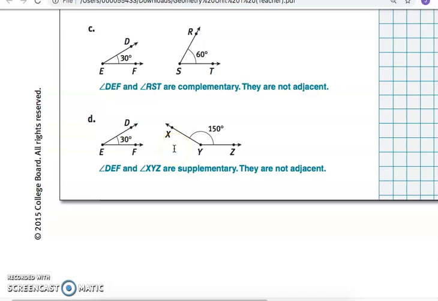So you could say that the 2 angles are supplementary and they also are not adjacent. You might notice that a difference is that one is acute while the other is obtuse.